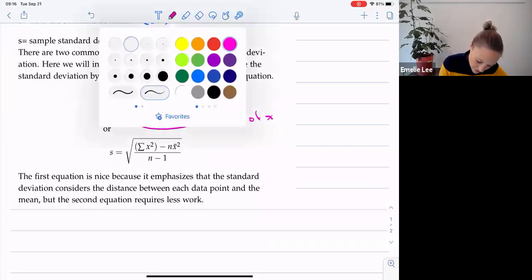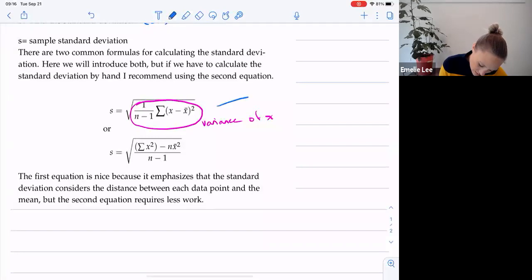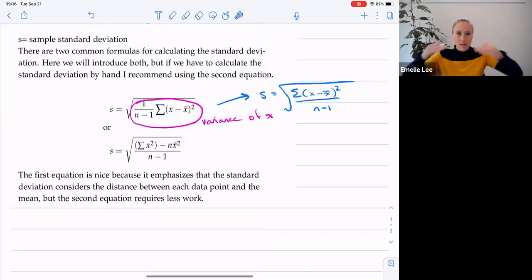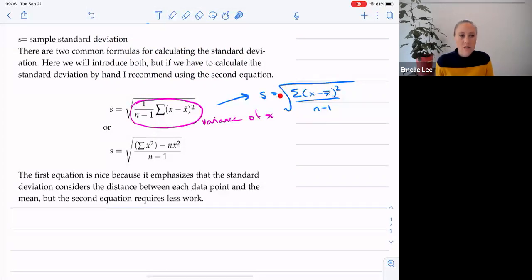Here, we could also rewrite this as s is the square root of the sum of the x's minus x bar squared over n minus 1, right? You could kind of shimmy these, they're multiplying. So if you prefer to look at it this way, that's fine too. In fact, I prefer that.